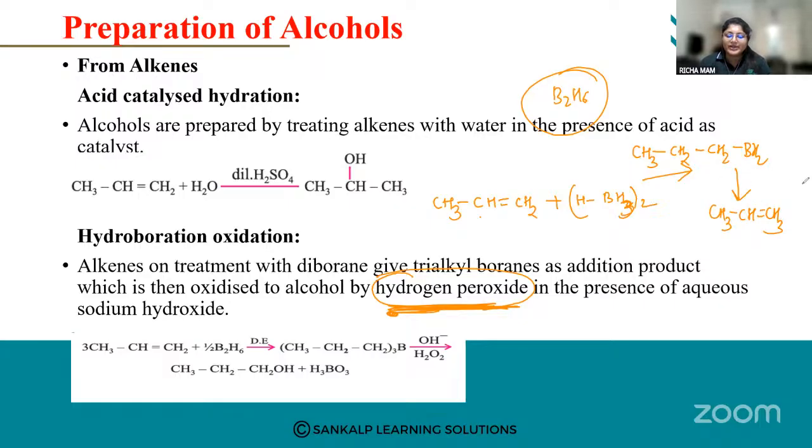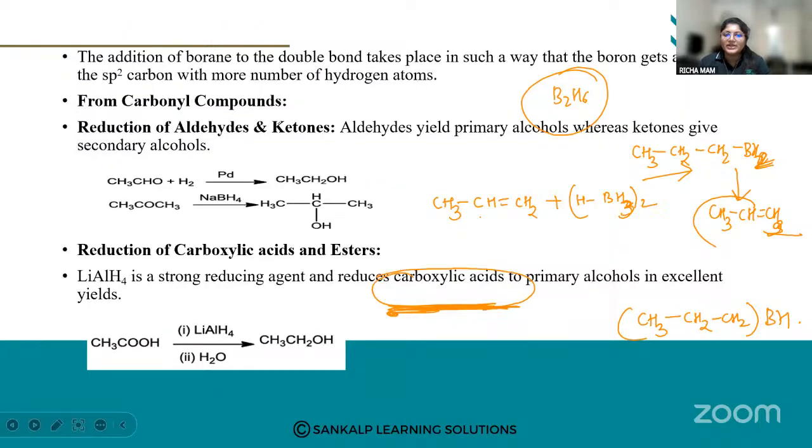Guess what I'm going to get here. Again, one of the hydrogens here will be replaced by your BH2 group. So I'm going to get CH3, CH2, CH2, BH. So one hydrogen is completely replaced by this group. Further again, I'm going to add one molecule of your propene. One more hydrogen is there, so I'm going to get CH3, CH2, CH2, and B.